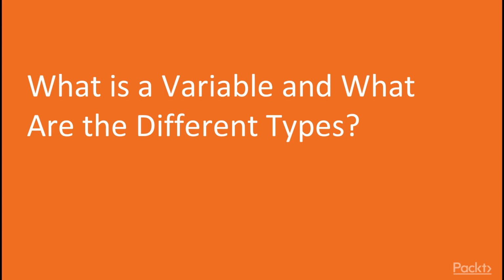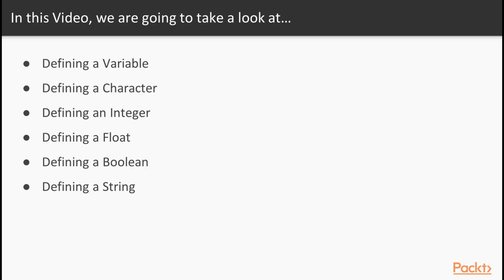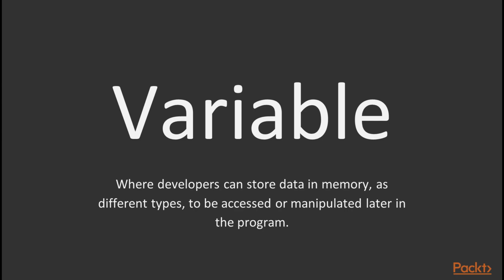In this video, we'll be talking about what is a variable and what are the different types. We'll be able to define what a variable is, define a character, define an integer, a float, a Boolean, and a more complex variable or object called a string. First, what is a variable?